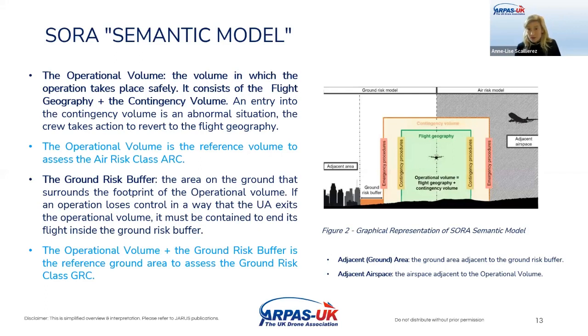So it's a flight geography plus a contingency. On the ground, it's a bit different. SORA provides for an additional buffer called the ground risk buffer. That ground risk buffer starts at the border of the contingency volume, so at the border of the operational volume. And the idea is that in the event that the drone exits the operational volume, then you want the UA to land or crash within that ground risk buffer. And that footprint on the ground is the reference ground footprint to assess the ground risk class.